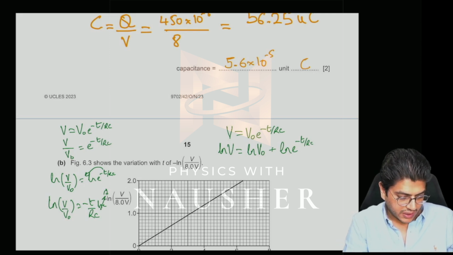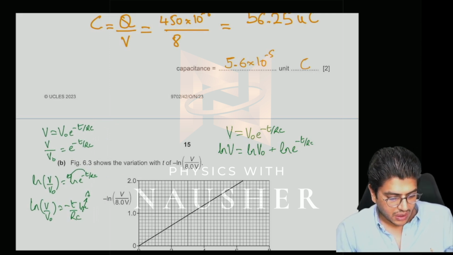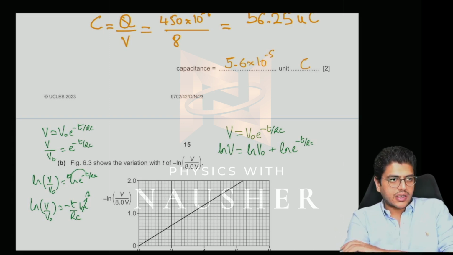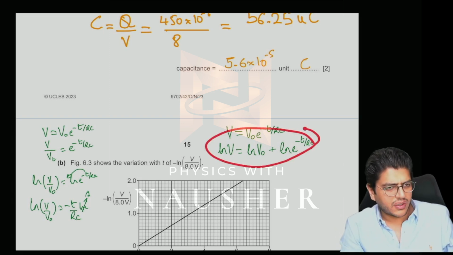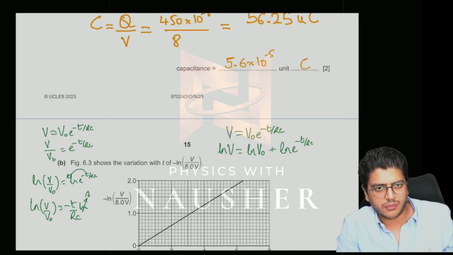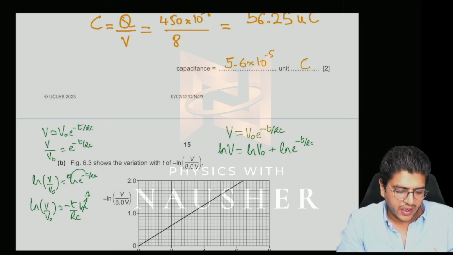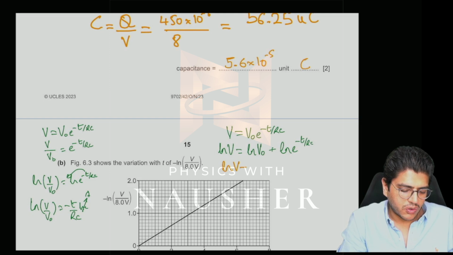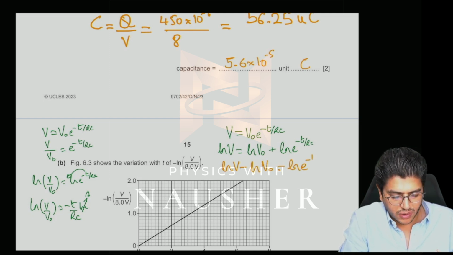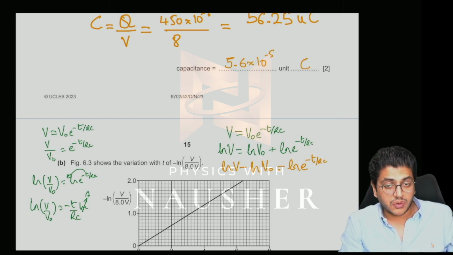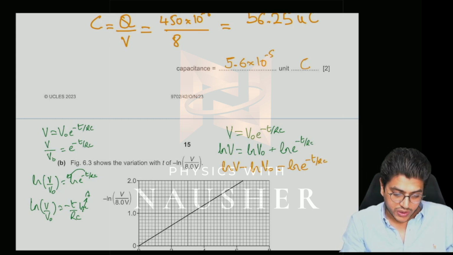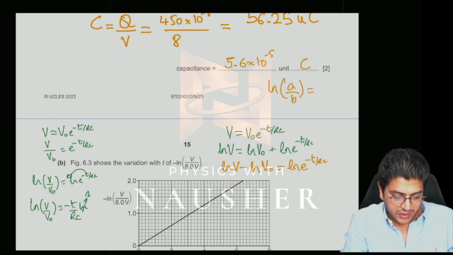I'll move this to a side so that you can copy it off. Now, if you're wondering that maybe this is going to give you a different answer, no, it can give you the same result as well, but it's just going to require a little bit of math, which is you'll need to write this as ln V minus ln V naught is equals to ln e to the power minus t over RC. Now, there's a log rule, which is that if you have two quantities which are being divided, you can write them as ln A minus ln B.